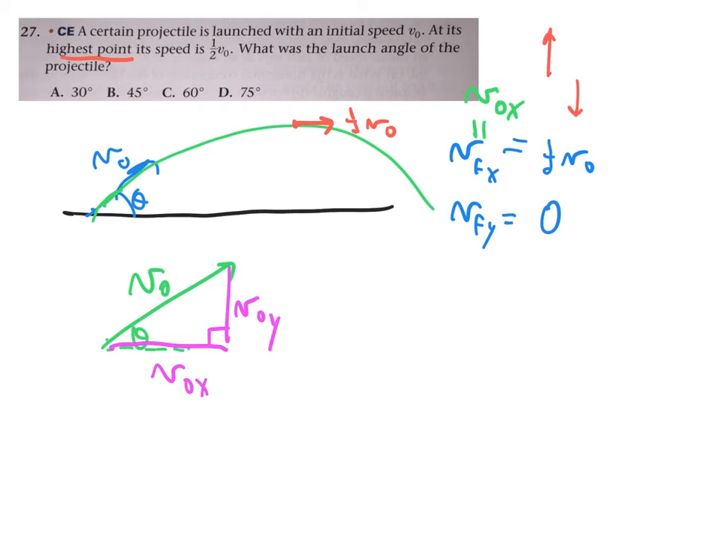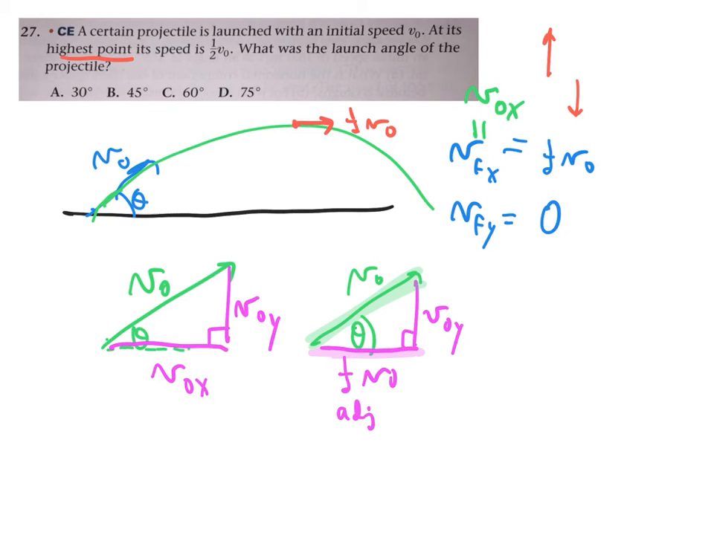So I actually have a triangle that looks something like this. Here's v0, here's theta, but now I know that this is 1/2 v0, and this is the unknown v0y. Looking at our triangle, this is going to be our adjacent side, and this is our hypotenuse. And we know that the cosine of the angle is defined as the adjacent over the hypotenuse.